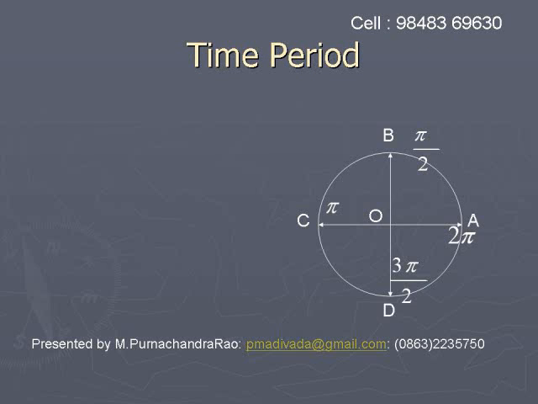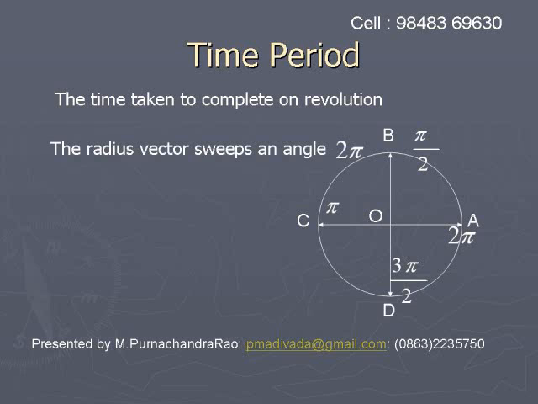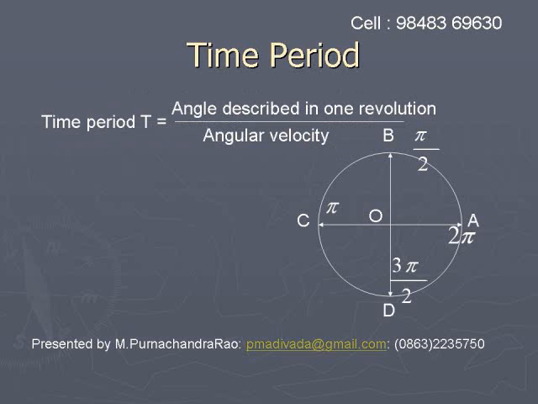Time period. The time taken to complete one revolution by the particle is called its time period. By the time the particle completes one revolution, the radius vector sweeps an angle 2 pi. The angular velocity is omega. Hence, the time period capital T is equal to 2 pi by omega.